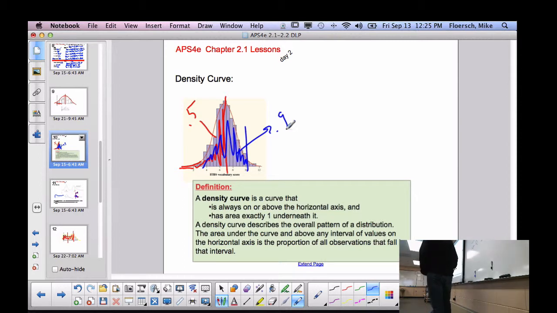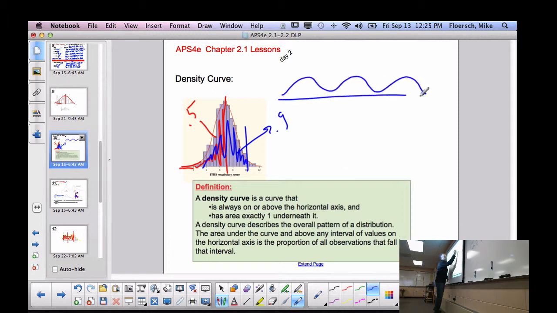A density curve describes the overall pattern of a distribution. The area under the curve and above any interval of values on the horizontal axis is the proportion of all observations. Does it always have to be a curve? What if it looks like this? Is that a density curve? Sure. What's the area under that? 1.